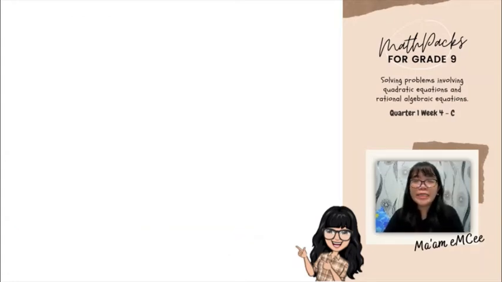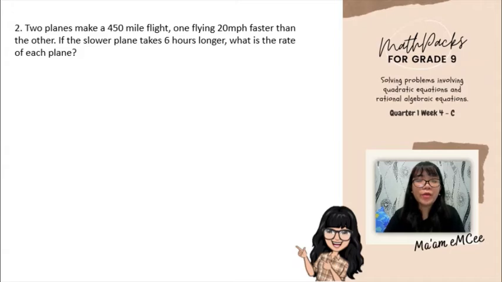Now let us have the second exercise. Two planes make a 450-mile flight, one flying 20 miles per hour faster than the other. If the slower plane takes 6 hours longer, what is the rate of each plane? Remember, rate here is also the speed. So we are asked for the speed of the two planes.